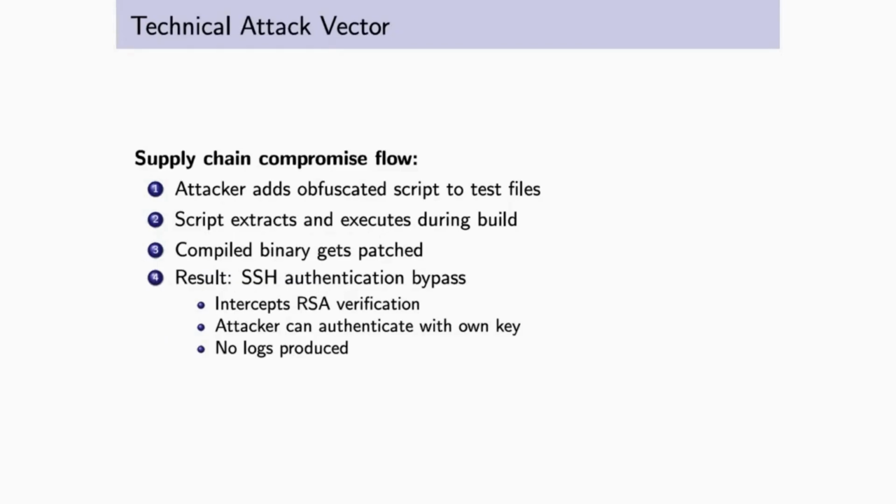Here's the attack flow in simple terms. The attacker added a malicious script disguised as a test file. When you compile XZ-utils, the build process runs this test, which secretly patches the resulting binary. The backdoor specifically targeted SSH, the service that lets administrators log in remotely. It intercepted RSA key verification, allowing the attacker to authenticate with their own private key while leaving zero traces in logs. This is a supply chain attack, compromising software before it reaches users.